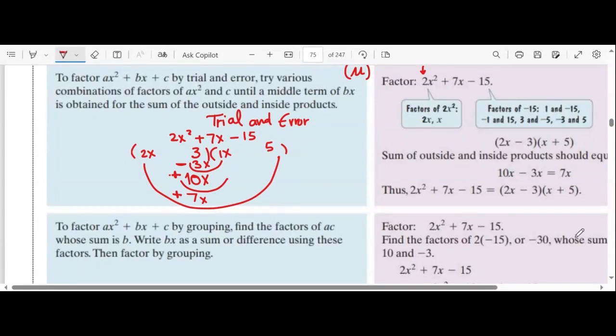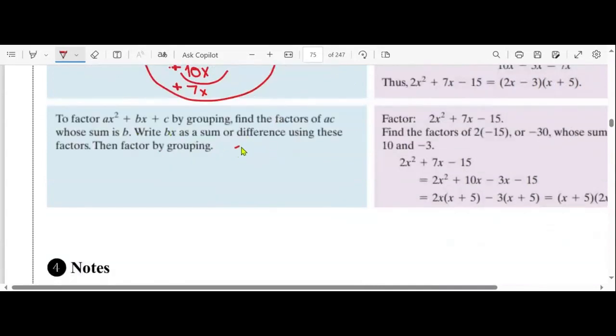All right, next one. 2x squared plus 7x minus 15. Now we're going to do it by grouping. So I have to split the 7x, because how many terms do I have here? 3 terms. I need to convert this to 4 terms.